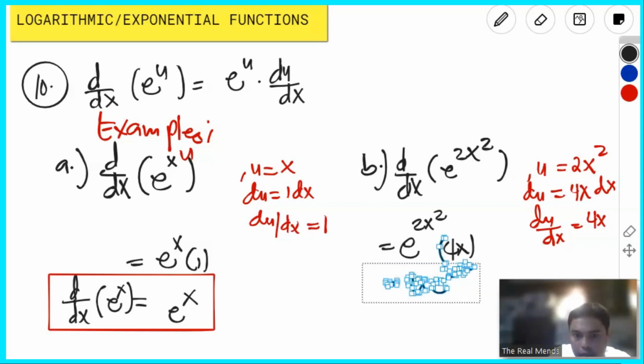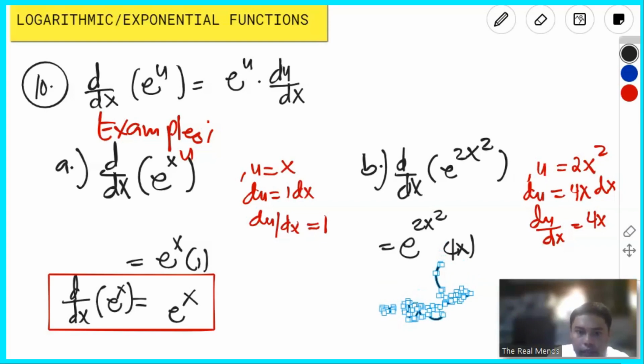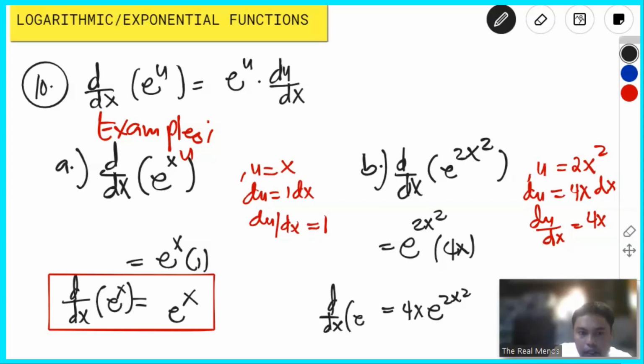Okay, so that will be the answer to the problem for the derivative of e raised to 2x squared.